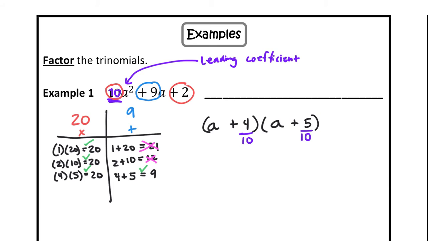What's 4 divided by 10? Can I reduce it? Is there a number that can divide both of them? They're both divisible by 2. So 4 divided by 2 is 2. 10 divided by 2 is 5. And then reduce the second fraction, 5 over 10. Both 5 and 10 can be divided by 5. 5 divided by 5 is 1, and 10 divided by 5 is 2.